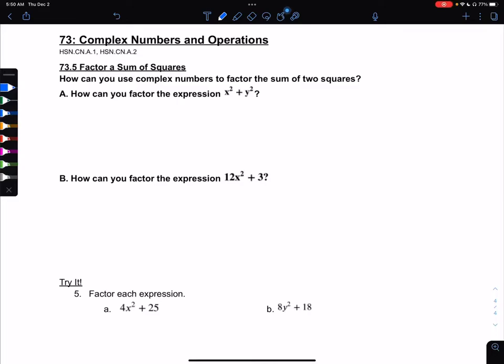Here we're going to look at topic 73, example 5, factor a sum of squares. How can you use complex numbers to factor the sum of two squares? Part A, how can you factor the expression x squared plus y squared?